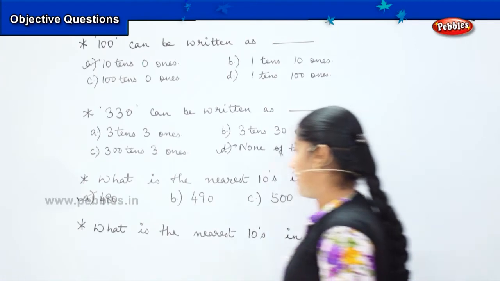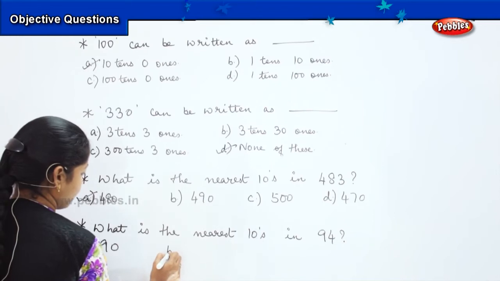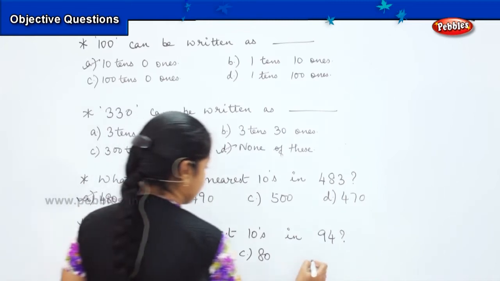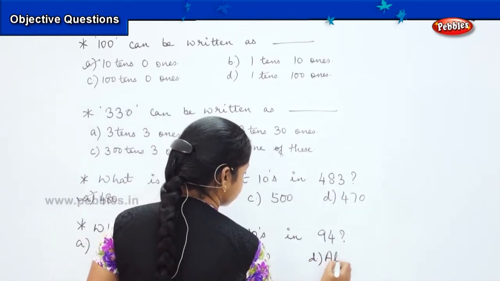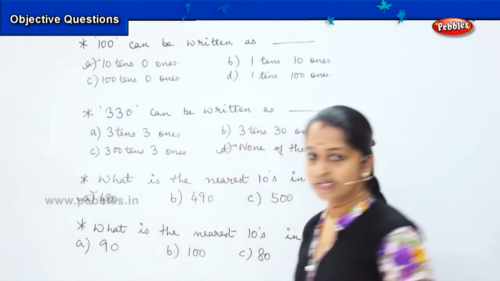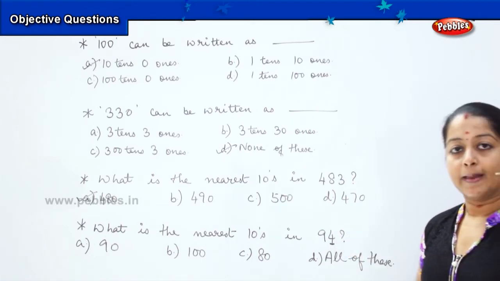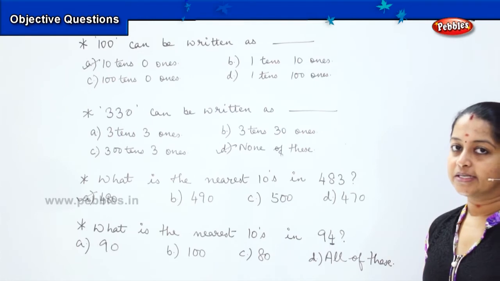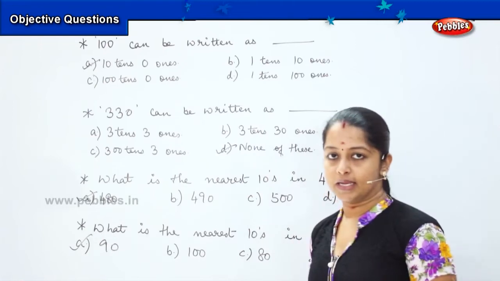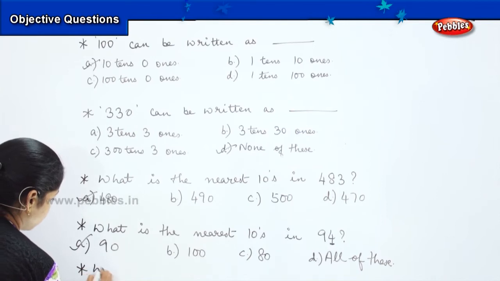Okay. And my options are 90, 100, 80 and all of these. So what do you think is your right answer? What number is this? It is 4, which is coming below 5. So my nearest tens will be 90, which is my option A. Clear? Okay.